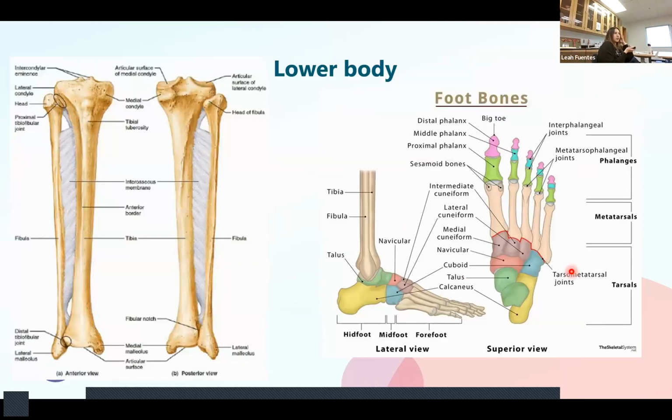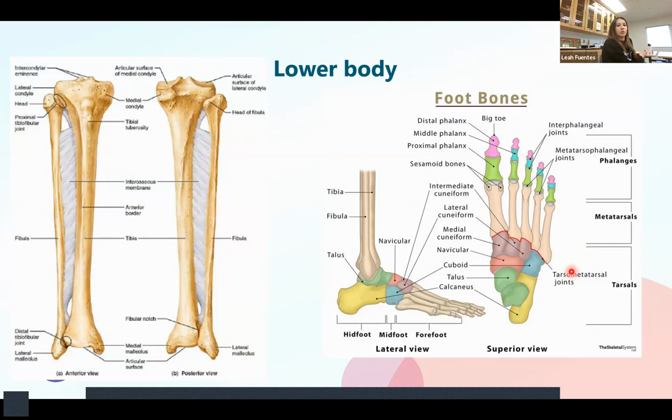Okay, some more lower body. Right underneath the femur is the tibia and fibula. Make sure you can write that out. Tibia, fibula. Tibula is not real. Fibia is not real. Tibia, fibula. Say that right, because now I'm confusing myself. These two articulate, and these are the bones of your lower leg.